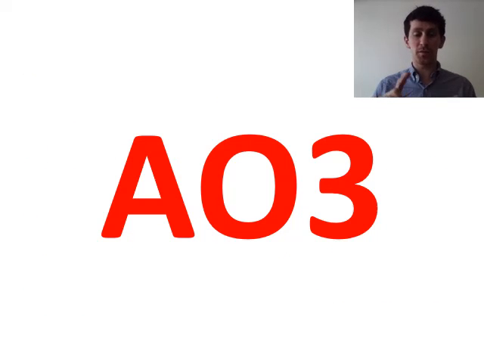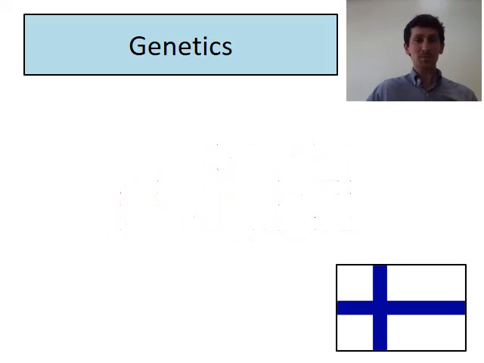So let's look at the A1. We've looked at genetics, we've looked at the dopamine hypothesis, we've looked at neurocorrelates. And now we're going to start to look at the evaluation points for these different explanations.